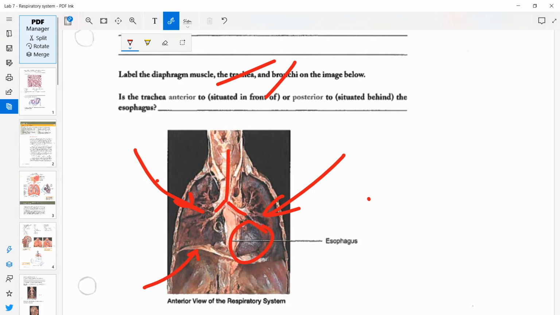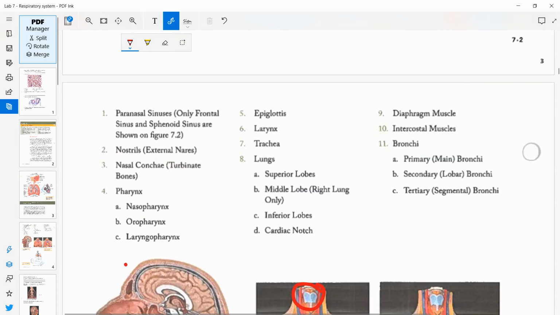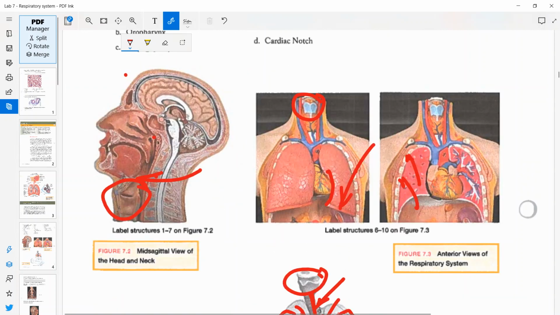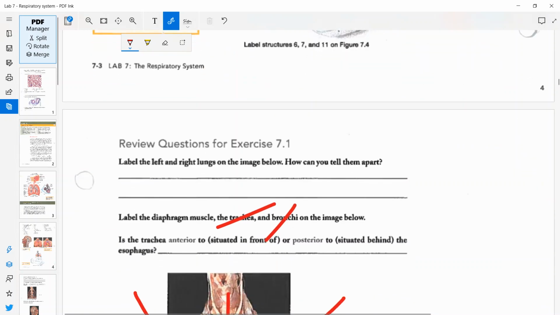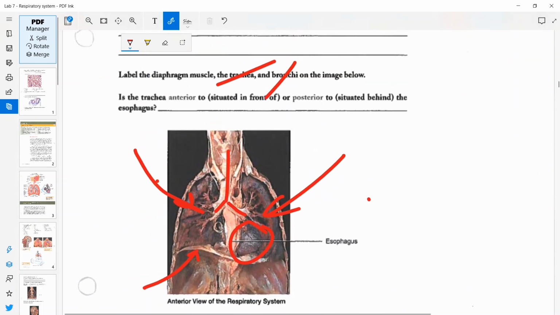So trachea, is it anterior or posterior to esophagus? Well, if you would look at the image here and an anatomical image here, you can see that trachea is anterior to esophagus. So the answer is anterior.